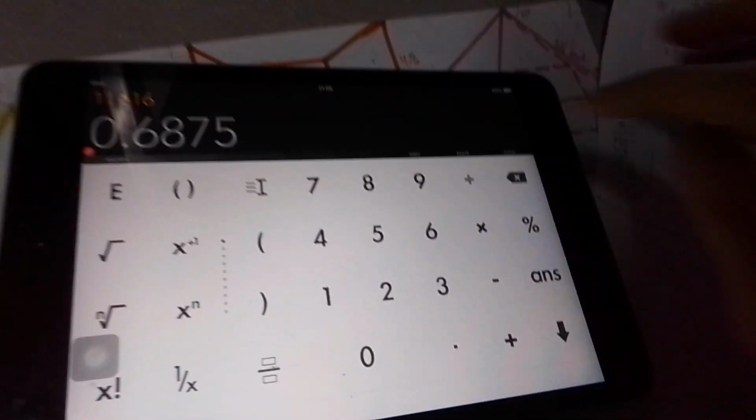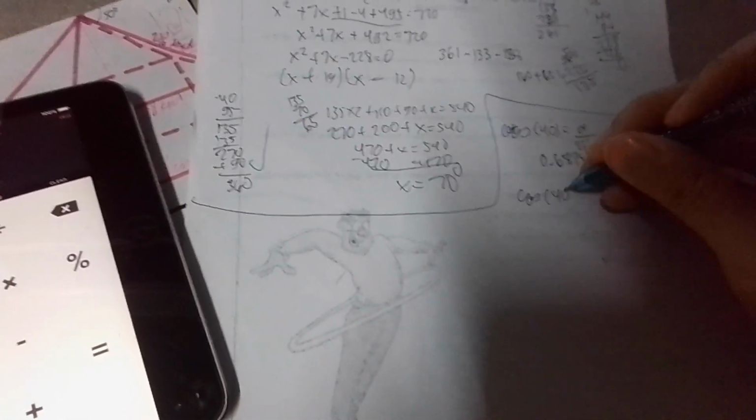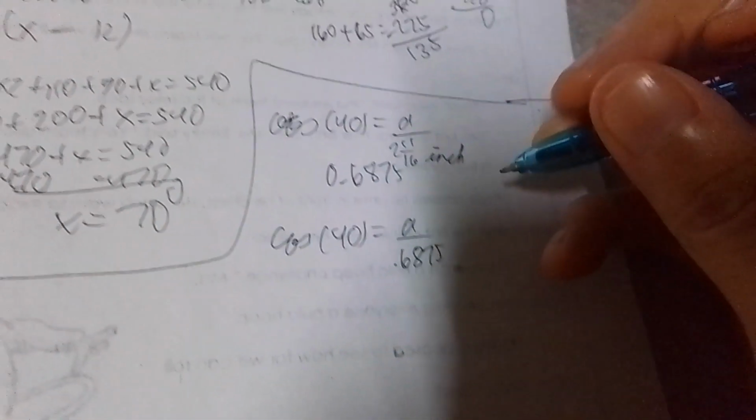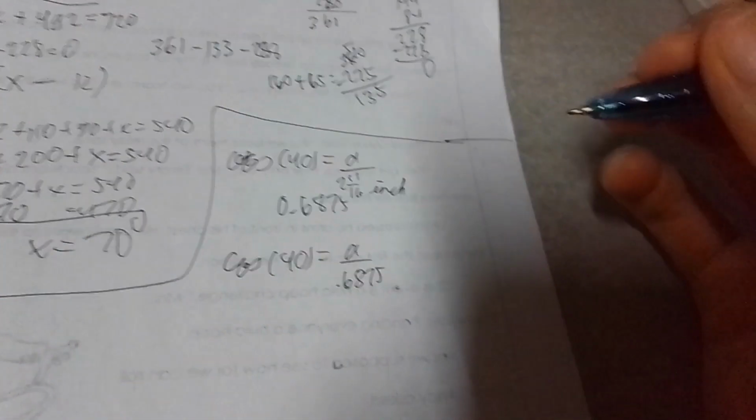Okay, so now this is our formula. It will go like this. Remember, the cosine of 40 degrees is equivalent to adjacent over 0.6875 inches. Then, remember, if we're going to solve for A, we have to multiply both sides by this number. So therefore, cosine of 40 times 0.6875 equals A. So let's input that to our calculator.